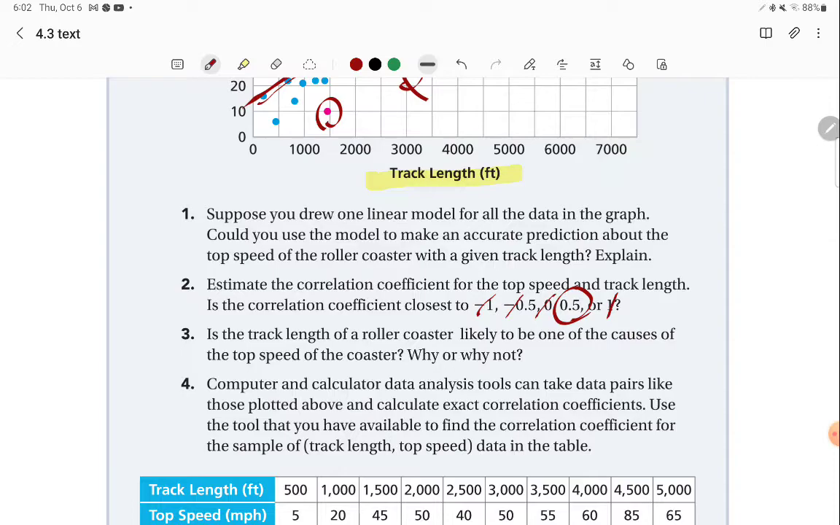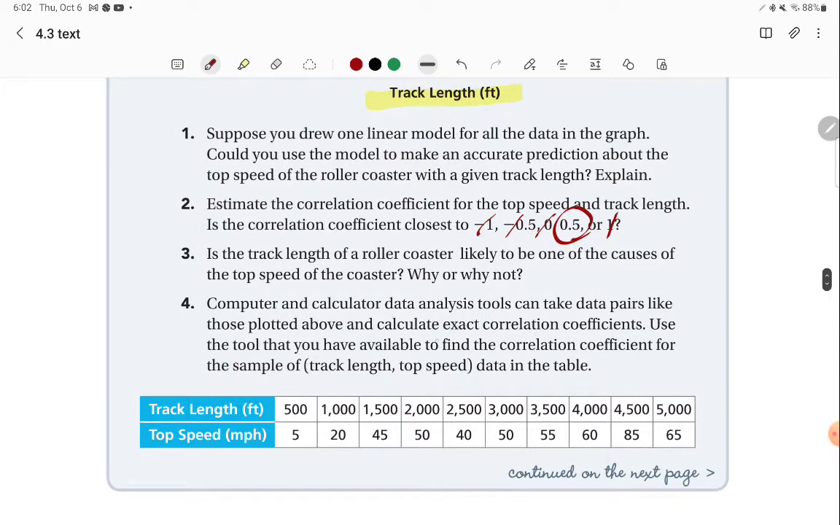And then 4: computer and calculator data analysis tools can take data pairs like those plotted above and calculate and extract correlation coefficients. Use the tool you have available to find the correlation coefficient for the sample of track length, top speed data in the table.